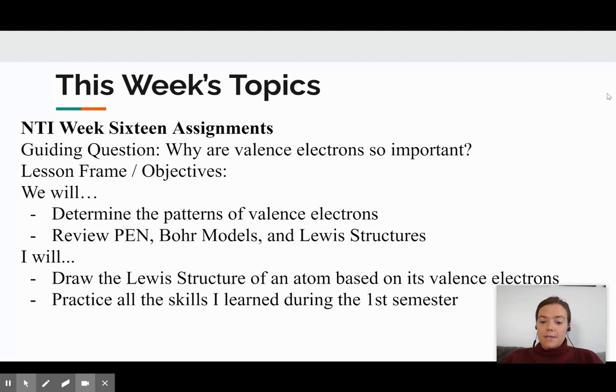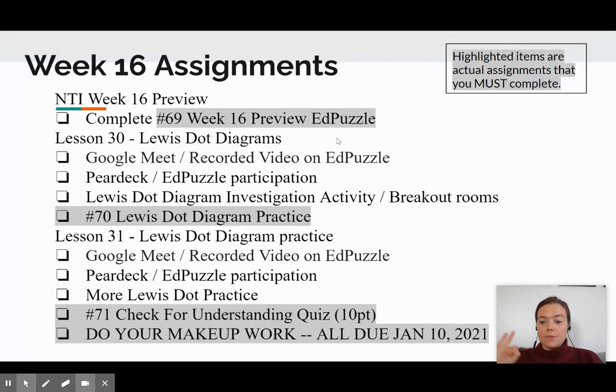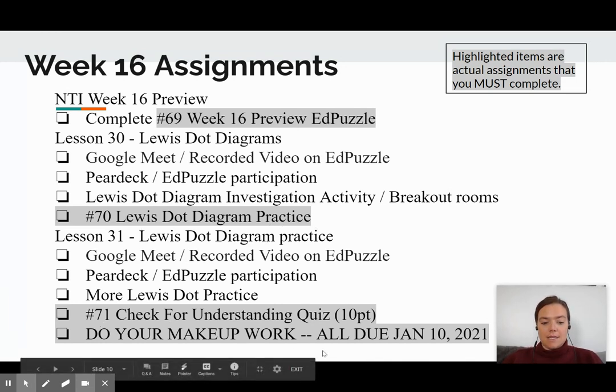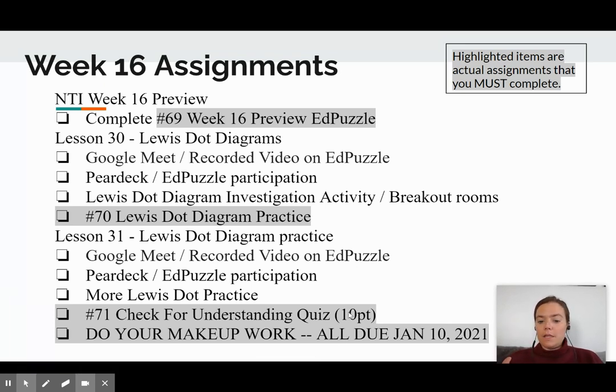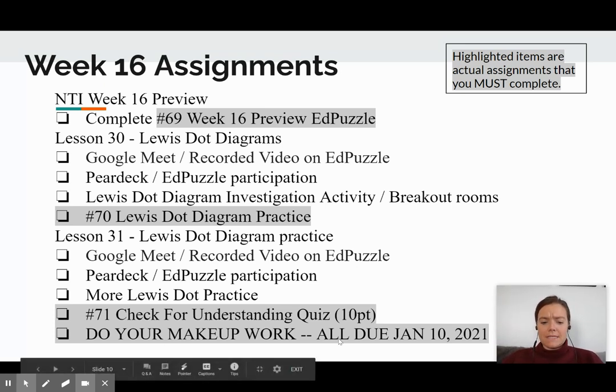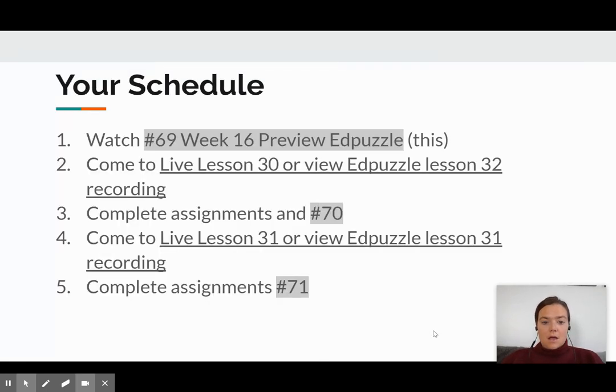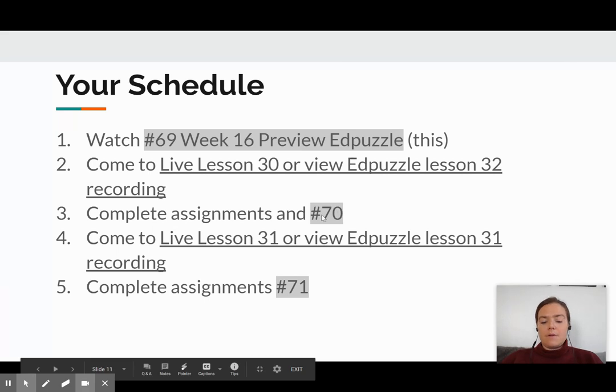So this week we're talking, as I said, about valence electrons, specifically these things called Lewis structures. That's what we're diving into today. There's only 3 new assignments this week. The preview, which I hope you've already watched, a Lewis dot diagram practice that I'll explain at the end of class, and then a check for understanding quiz. It is going to be a little bit longer than our usual weekly ones because we've not had one in like 3 weeks. So a lot to cover. And then the last thing I have highlighted on here, it's not an assignment, but do your makeup work. Remember, we are on lesson 30 here, so after this lesson, you should be able to do assignment number 70.